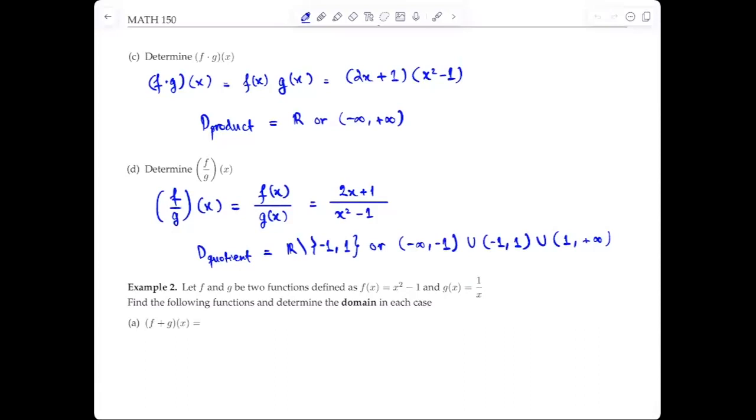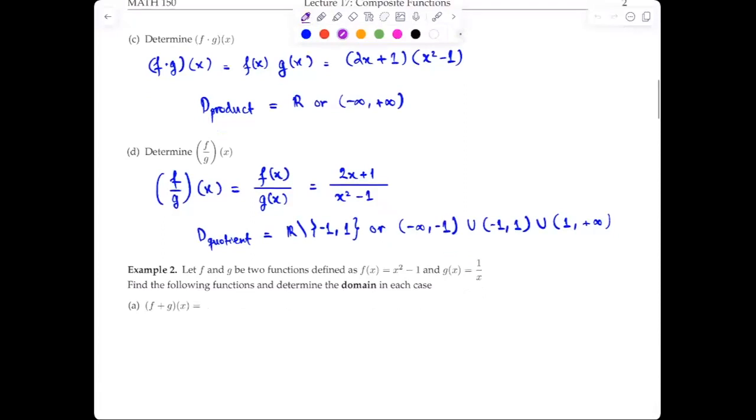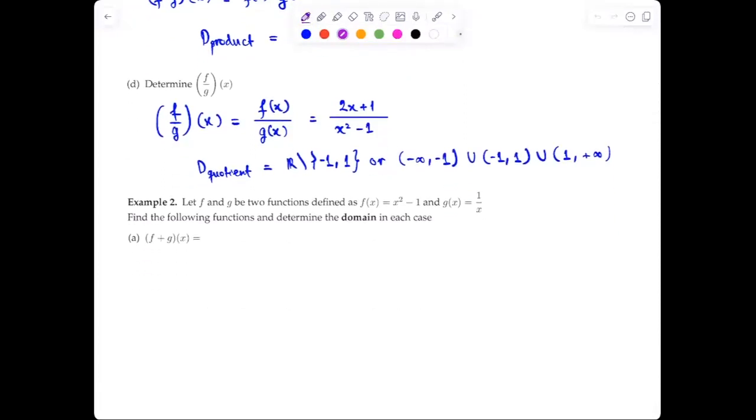All right, so now let's try another example, example 2. You have two functions. One is a quadratic function, x squared minus 1. And the second function, g of x, is 1 over x. This is the reciprocal function. Here I want to point out that f of x is a polynomial function of degree 2, and g of x is a reciprocal function.